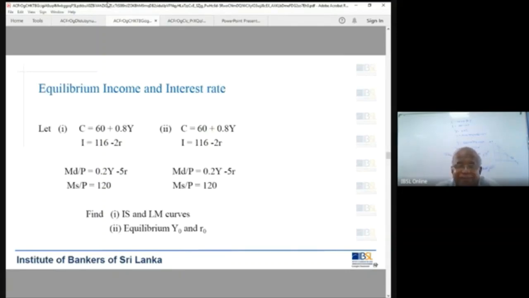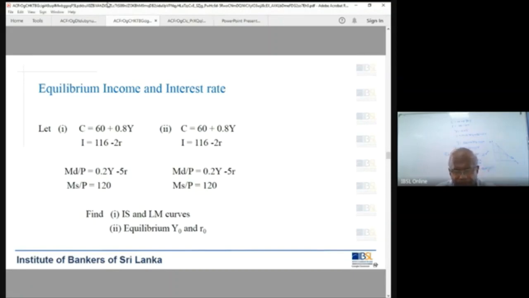Now I have given two models. First, C equals 60 plus 0.8Y, I equals 116 minus 2r. Using these two, you can derive what curve? IS curve. Money market: demand for money 0.2Y minus 5r. Money supply 120. Using these two equations, you can derive the LM curve.